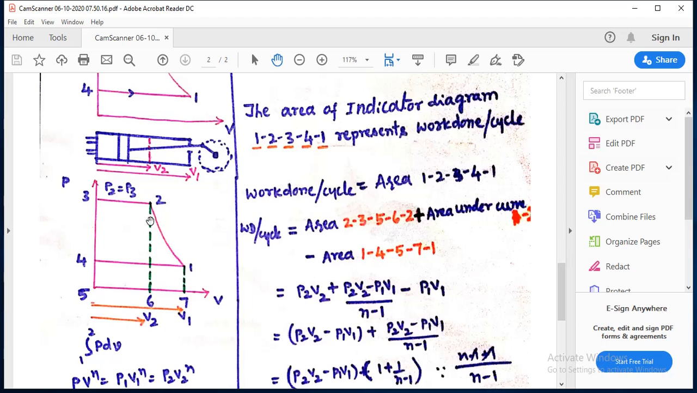The area 2, 3, 5, 6, 2 is a rectangle, and we know that the area is length into height. The height is P2, the final pressure, and the length, from here to here, is only V2. Hence the area is P2 V2. I have written plus. So the area 1, 2, 6, 7 is obtained, which we can call the area under the curve 1-2.